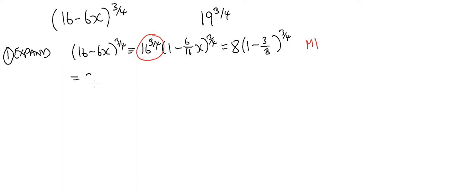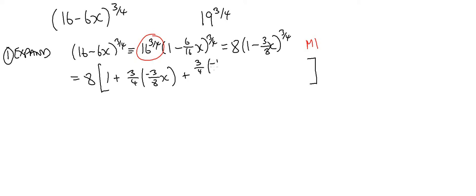So the expansion is equal to 8 times the expansion of 1 minus 3/8 x. So we just put it into our normal format: 1 plus n, which is 3/4, times our x. X is minus 3/8 x. And then we add our n, which is 3/4 times minus 1, over 2 factorial, and that's going to be times minus 3/8 x, now all squared.